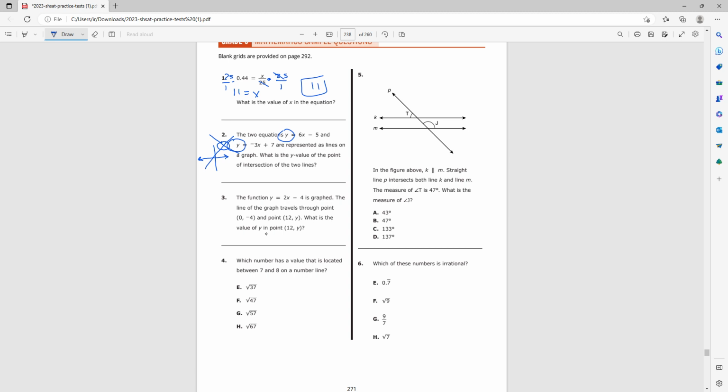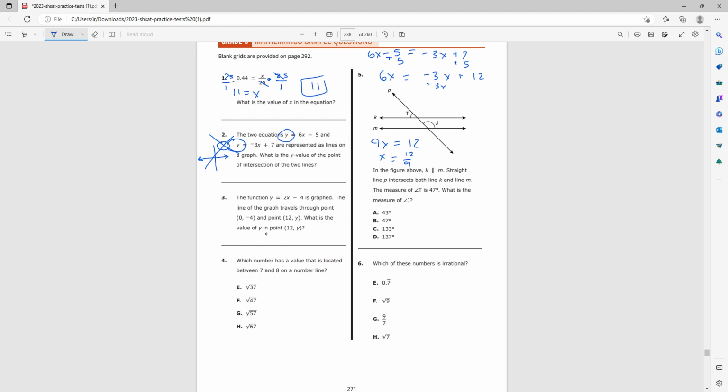So the easiest way to solve this problem will just be to set them equal to each other. So I'm going to just write it up here. We have 6x minus 5 is equal to negative 3x plus 7. Because at the point of intersection, they'll have the same y value, so they'll be equal to each other. Now it's just a matter of solving for x, so we'll add 5 on both sides. We get 6x is equal to negative 3x plus 12. We add 3x on both sides, we get 9x is equal to 12. We got x is equal to 12 over 9.